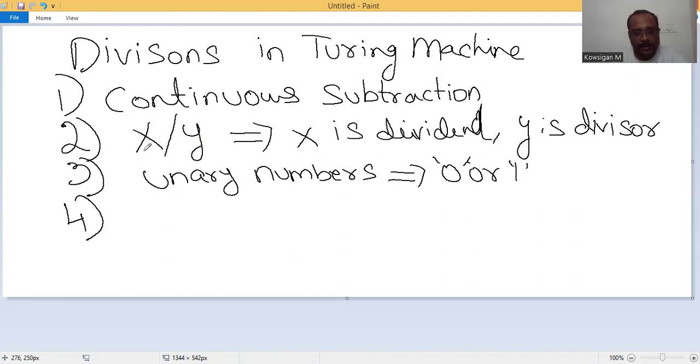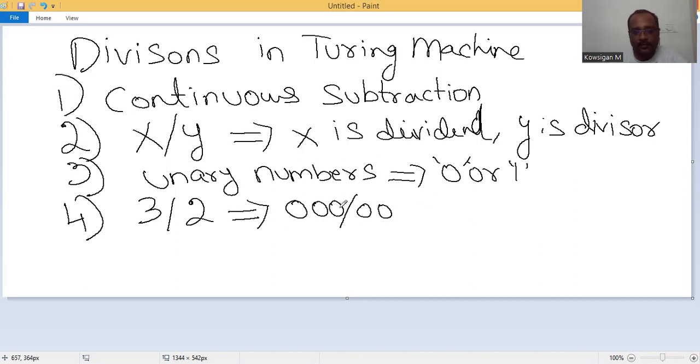I am going to perform the division as 3 divided by 2. How can it be represented? As 3 zeros divided by 2 zeros. You can see here this 3 divided by 2 has been represented with unary numbers. So 3 is represented with 3 zeros and 2 is represented with 2 zeros.